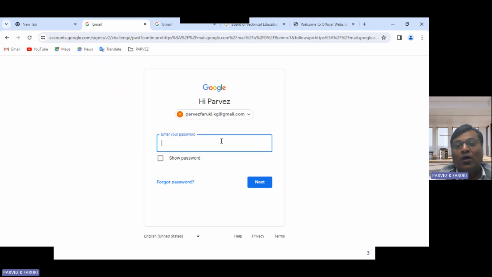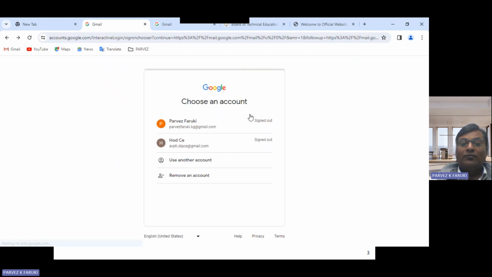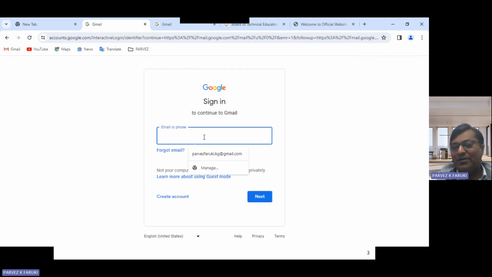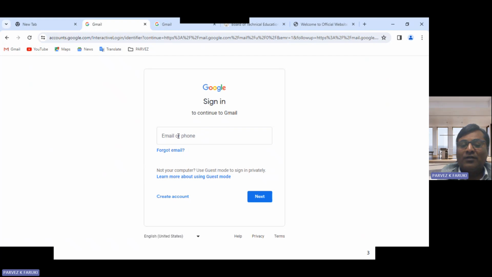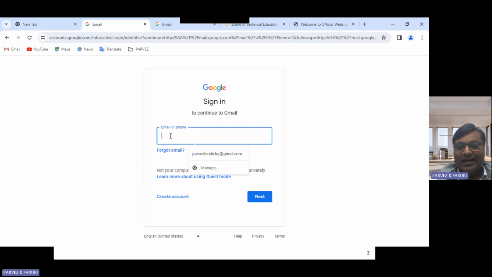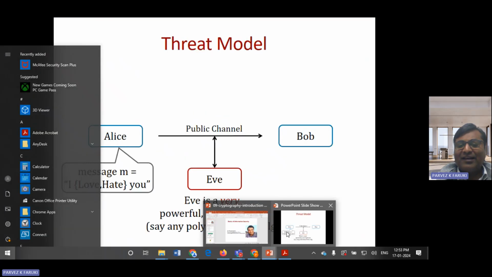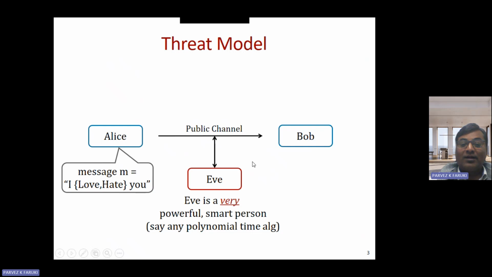So now I need to add a password, or if I want to log in as some other user, I can always do that if the name is not visible. Right now your client has remembered you. Therefore, there was an email by default for which it was asking for a password, but you can always have a new email ID. So as a client, you request, server responds. So Alice is a client, Bob is a server.